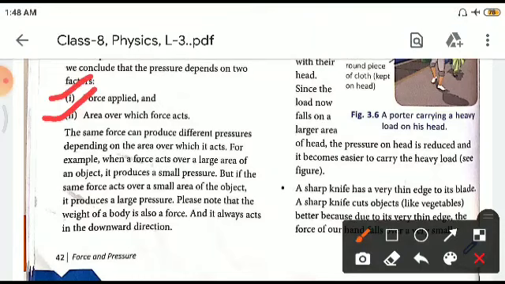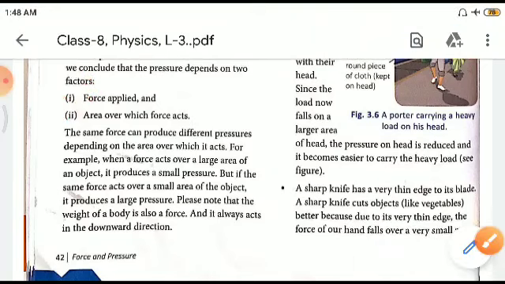Now, from this formula, we can see that the pressure is directly proportional to the force applied and inversely proportional to the area over which the force acts. These are the two things on which pressure depends. So if the force is large, then the pressure will be large, or if the area is small, then the pressure will be large. If the area is large, then the pressure will be small.